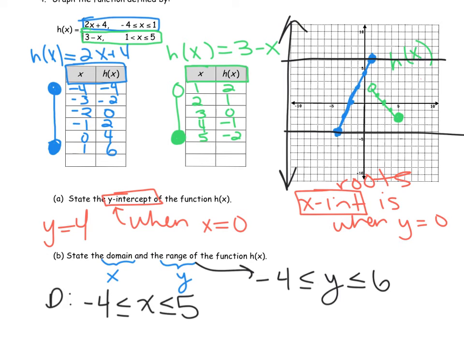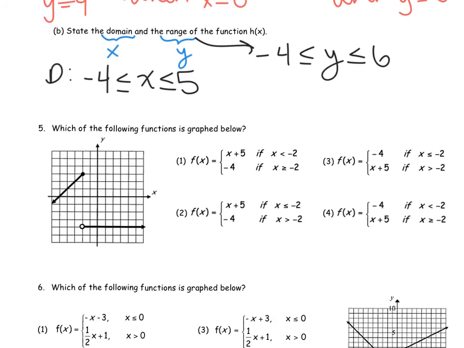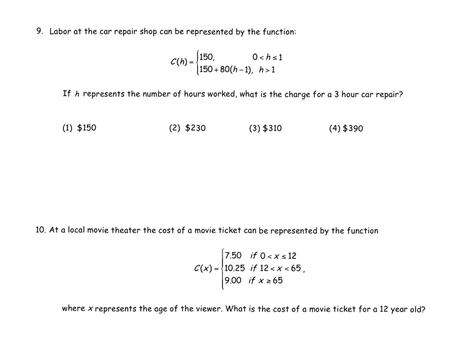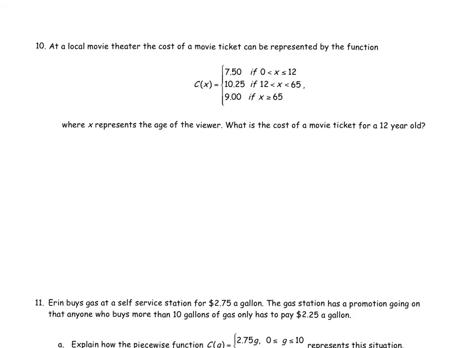All right, and we're just going to wrap it up with a few quick word problems. So I want you to scroll through, and I want you to take a look at question number 10 here. So question number 10 says, at a local movie theater, the cost of a movie ticket can be represented by the function. So we need to understand what this means.